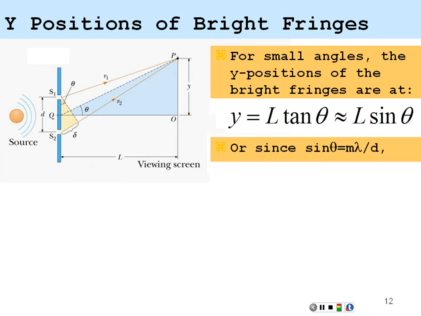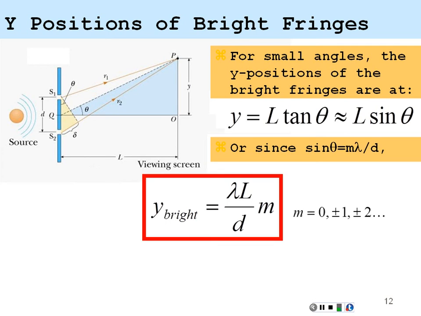And since we know the sine of theta is equal to m lambda divided by d from our previous expression, we can substitute that in, and we would get that the location of our bright fringe is equal to the wavelength lambda times the distance L to the screen divided by d, which is the distance between the slits, times m, where m is the order number. M is 0, plus or minus 1, plus or minus 2, and so forth. So this would give us the position of the bright fringes on the screen, given that we know the wavelength, the length to the screen, and the distance between the slits.